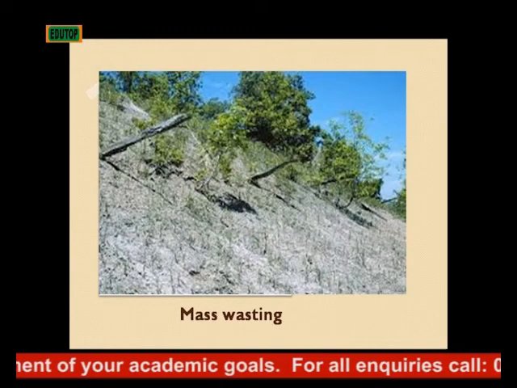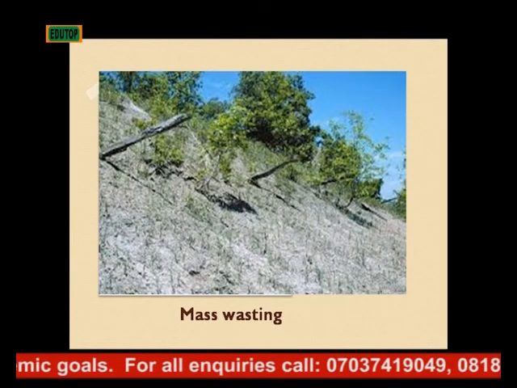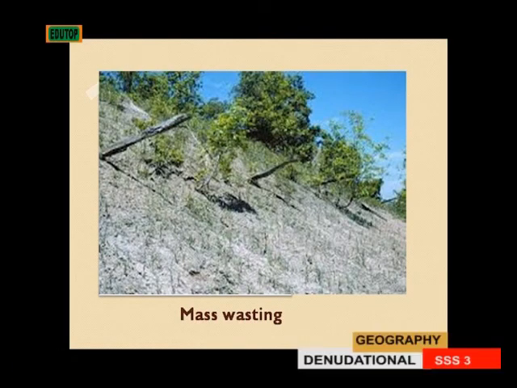Now this is a pictorial representation of mass wasting. You can see the electric poles tilting towards the direction of the movement, as well as trees. That is what we call mass movement.